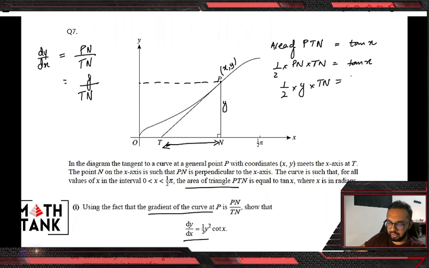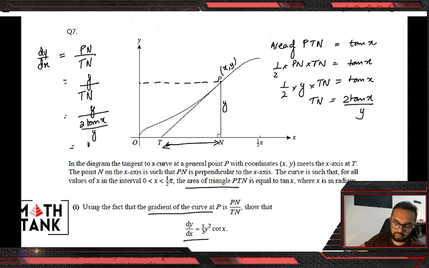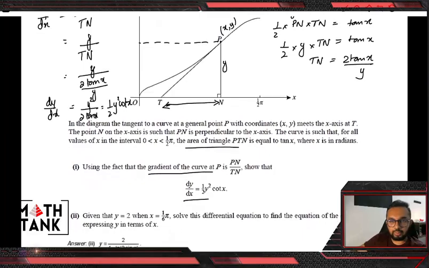Now I can see something emerging from here. Can I say that TN is therefore 2 tan x over y? So that gives me 2 tan x over y in the denominator. So this becomes y squared over 2 tan x and ultimately becomes half y squared cot x. So that's the proof. That's the proof for this part.